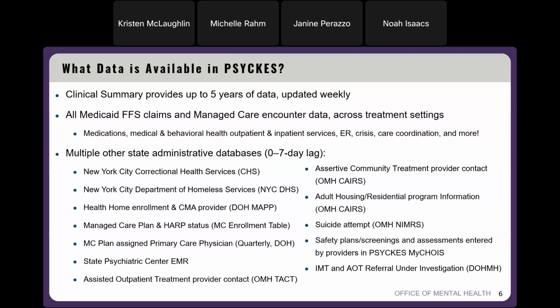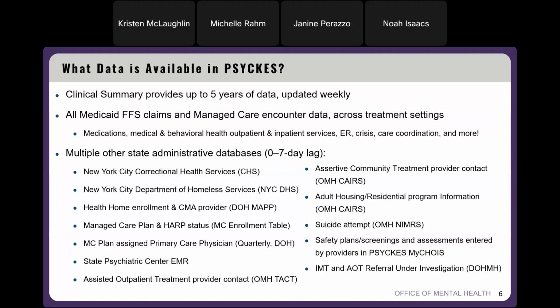Now, the other data sources that you're seeing here is more of what we call our quote-unquote real-time data sources, and these are coming from other state administrative databases. And we're able to refresh this, as you can see here, with as little as a 0 to 7 day lag. So we update the information in the clinical summary on a weekly basis, and all of this information that you're seeing here is also updated on that weekly basis. So what is some of this information we're getting outside of Medicaid claims?